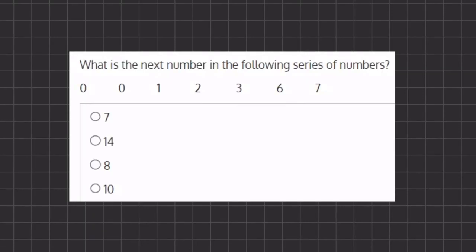Alright, so in this problem we have a series of numbers and we want to know what the next number in our series will be. So let's take a look at our transitions and try to recognize a pattern.